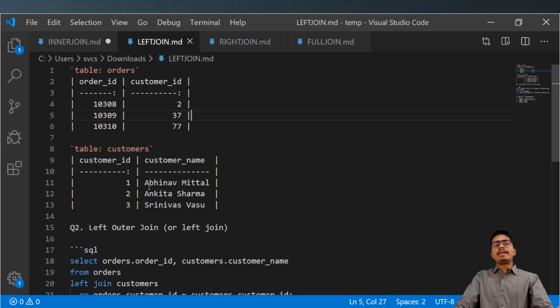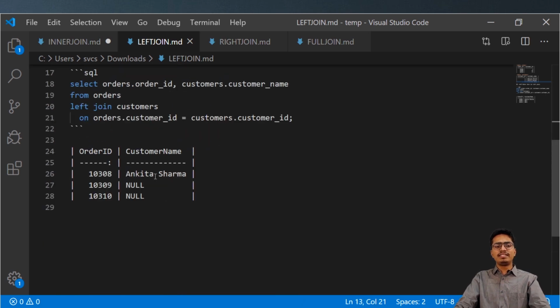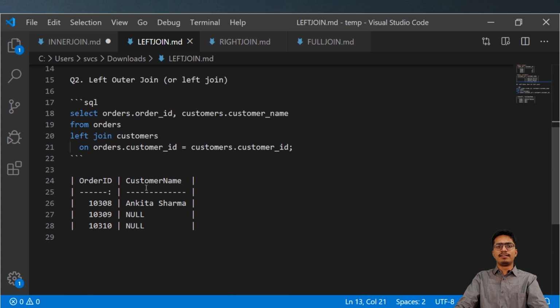It would still try to do what an inner join does, in the sense that it would take these two values, but it would try to find two values here. It couldn't, which is why it will replace them with null. So this is what your final output looks like. Again, we only selected the order ID column and the customer name column. Alright, so that's why this output looks the way it does.